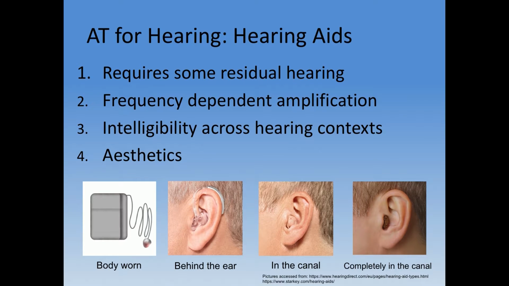For hearing, we are all familiar with hearing aids, right? And gone are the days where people had to wear the body-worn analog hearing aids. Now you have behind the ear, in the canal, and completely in the canal hearing aids. And these have digital signal processing, which makes the sound signals very clear. Because what should hearing aids do? It capitalizes on someone's residual hearing, and it has to do frequency-dependent amplification.